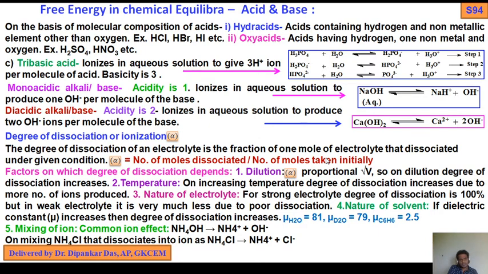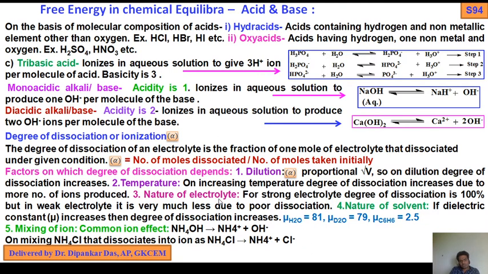Now there are many factors on which alpha depends. The first one is dilution. Alpha is proportional to root V. If volume increases, alpha increases. If alpha increases, the number of ions increases. So on dilution, degree of dissociation increases. Now temperature. On increasing temperature, what will happen? Degree of dissociation also increases due to producing more ions.